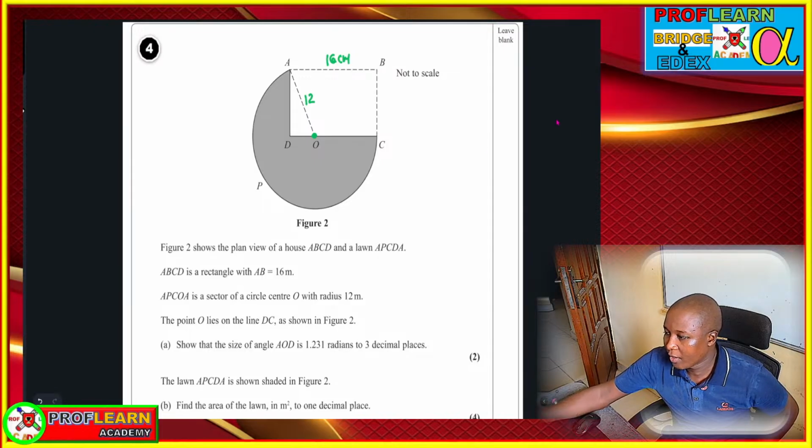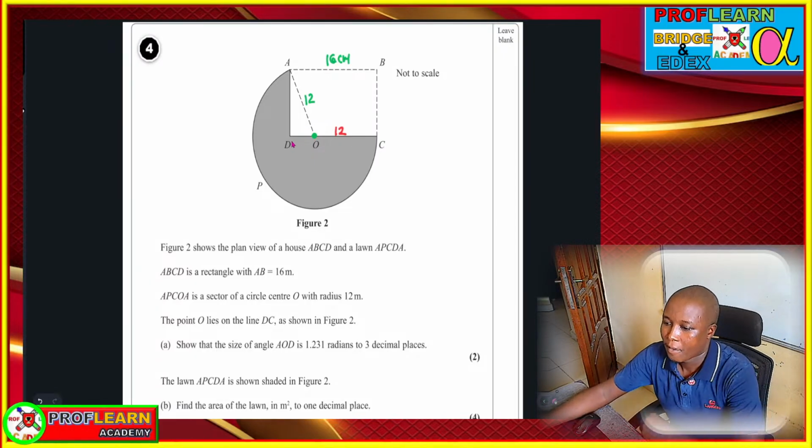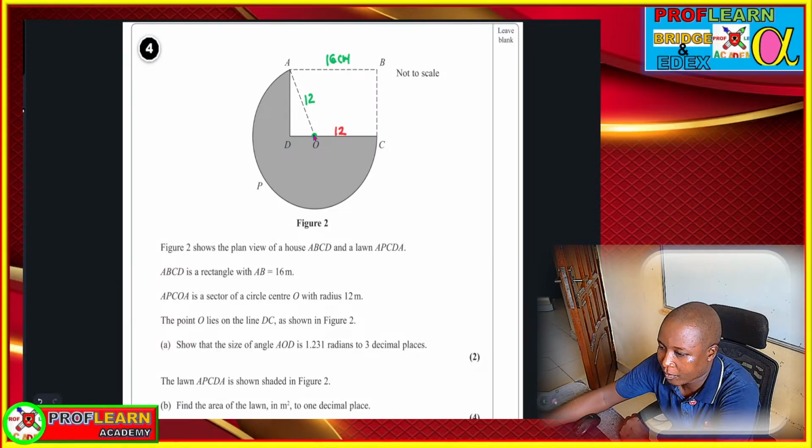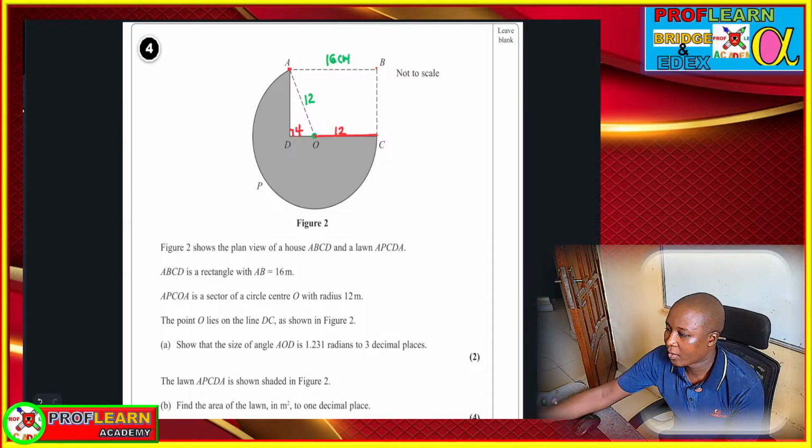And also it will mean for us that OC is also 12. So which means that if from here to this other end is 12, then the remaining part here is going to be 4, because we have this rectangle from A to B being 16, this is 12, and then this should be 4.